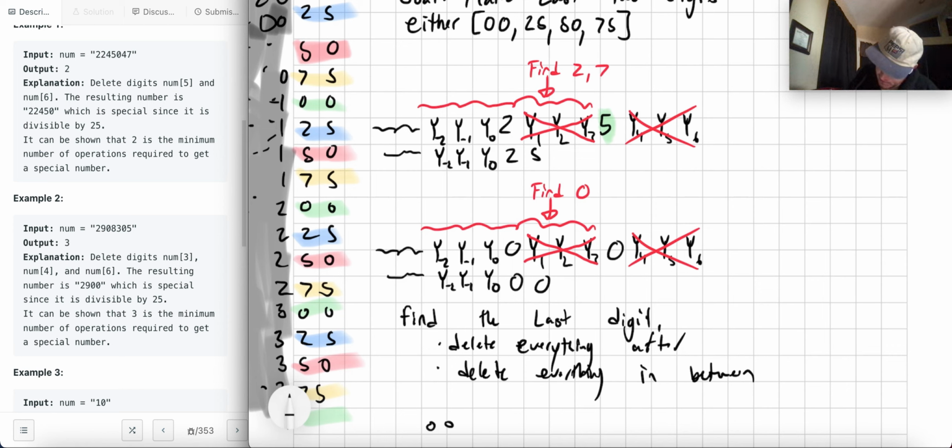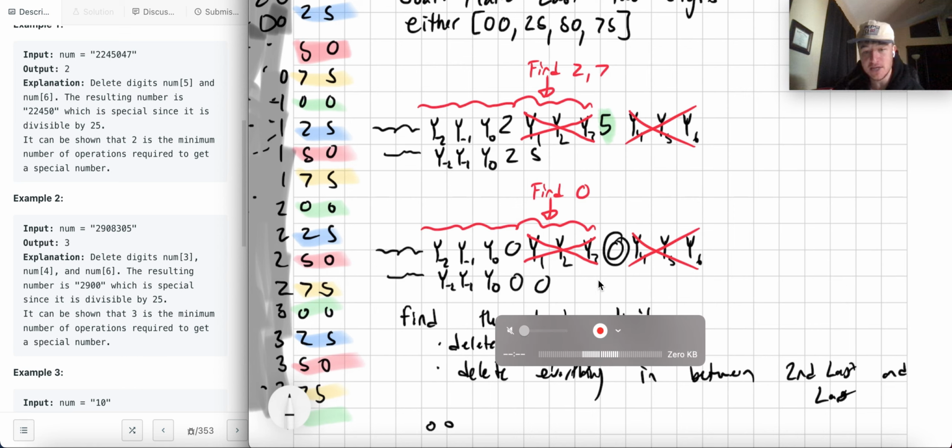Second to last digit, and last. All right, this is a terrible explanation, but what I'm basically saying is I find the last digit, and then I find what would match with it. So this 0, the only thing it can match with is 0. So I delete everything after, and I delete everything in between this 0 and the last 0. For 5, I delete everything after, and I delete everything in between 5 and the thing that it could attach to, either 2 or 7, to make this 25.